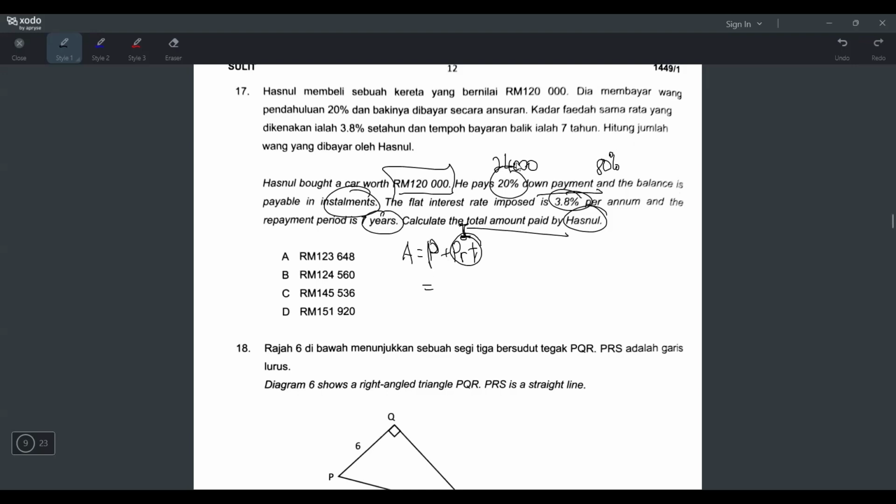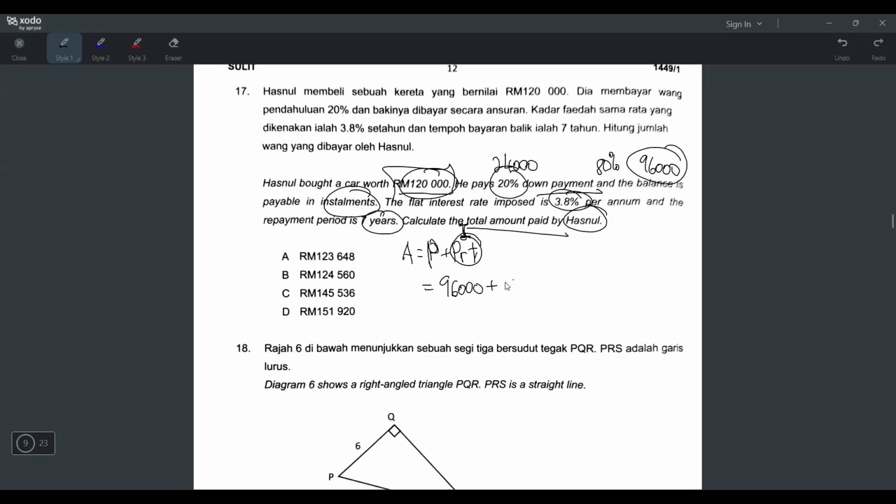And the P will be the amount that you originally borrowed. So how much did you borrow? Not 24,000, that is not what you borrowed. What you borrowed is the 80%. So let's press 0.8 times 120,000. So you get 96K. So 96K is the amount you borrowed, or the P, right? If you don't want to press 80% times 120,000, you can also press 120,000 minus 24,000. You will get this also.